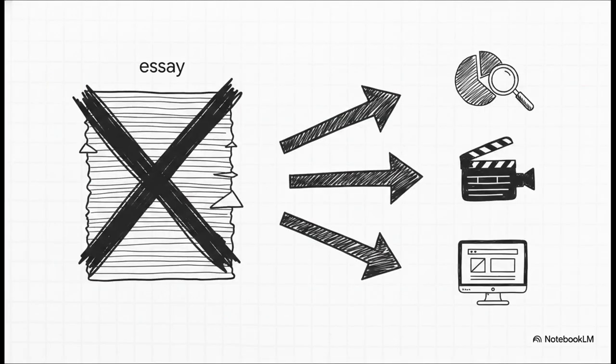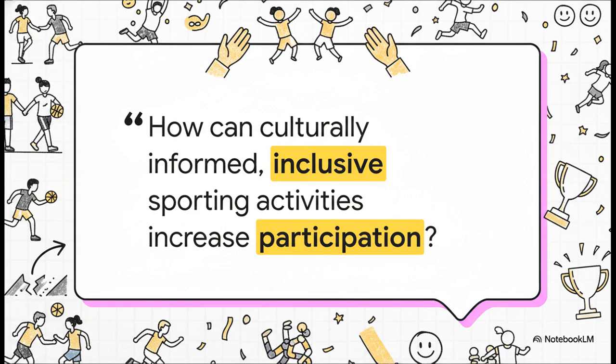And here is the best part. Your final cultural product doesn't even have to be some giant, boring essay. No way. You get to choose. You can design an awesome visual infographic, shoot a snappy 1 to 3 minute video, or put together a slick animated digital slideshow. How can culturally informed, inclusive sporting activities increase participation in our school community?